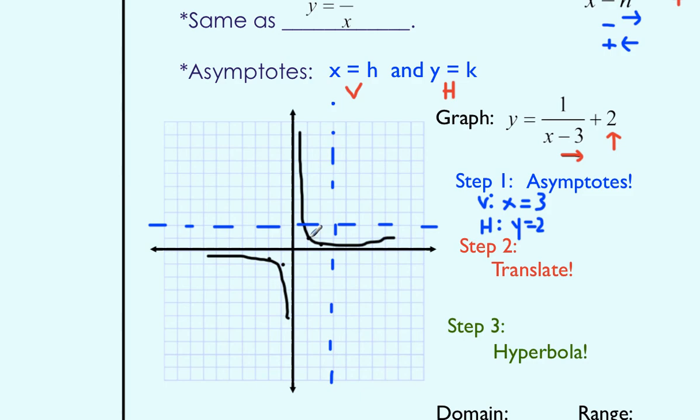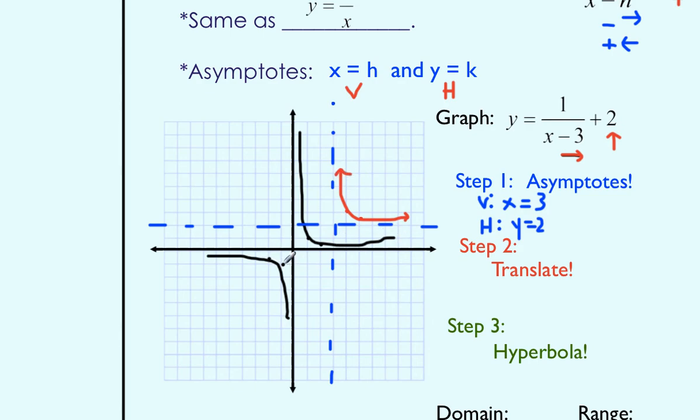So this point, I'm going to count 1, 2, 3, up 1, 2. It should be right there. And this half, we go over 1, 2, 3, up 1, 2. I'm trying to draw this as best I can here. Remember, it won't cross the asymptote. It's going to get really, really close to it, but it's never going to cross. So there's the hyperbola. There's step 3 for you on that side.